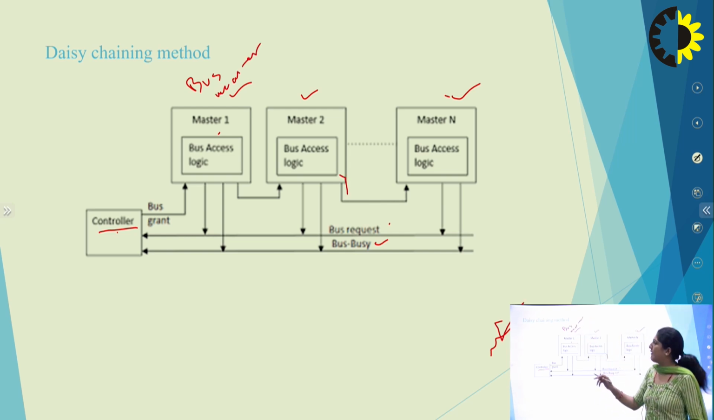How does it become the master? Firstly, it checks that the bus busy line is not busy and that master 1 is free. If it wants to communicate, the controller asks it, and if it says yes, the bus grant will be given. Once the bus grant is given, the line becomes bus busy. Now the other devices have to wait for their chance.